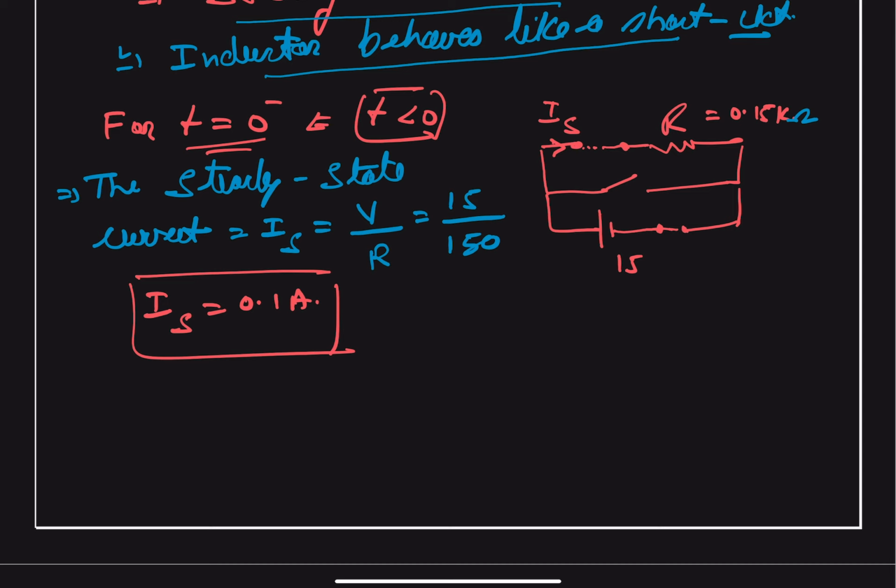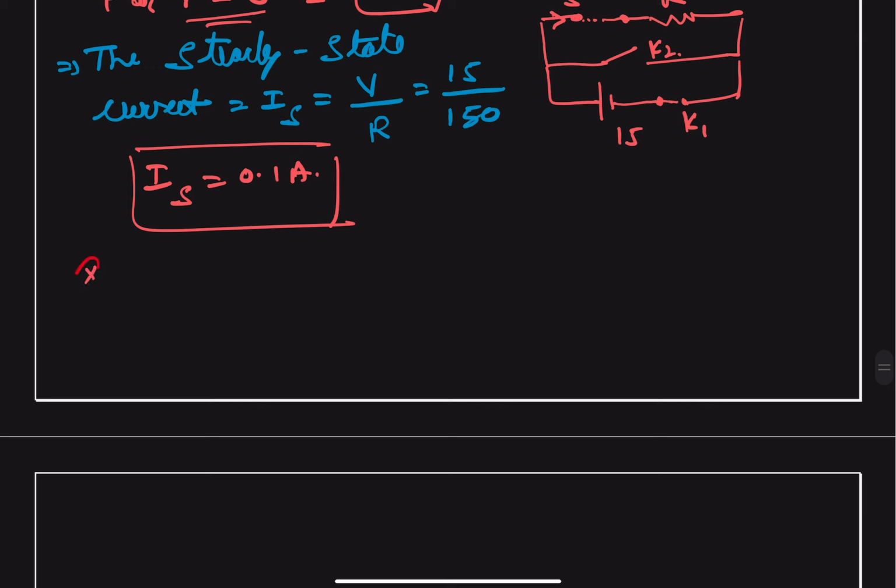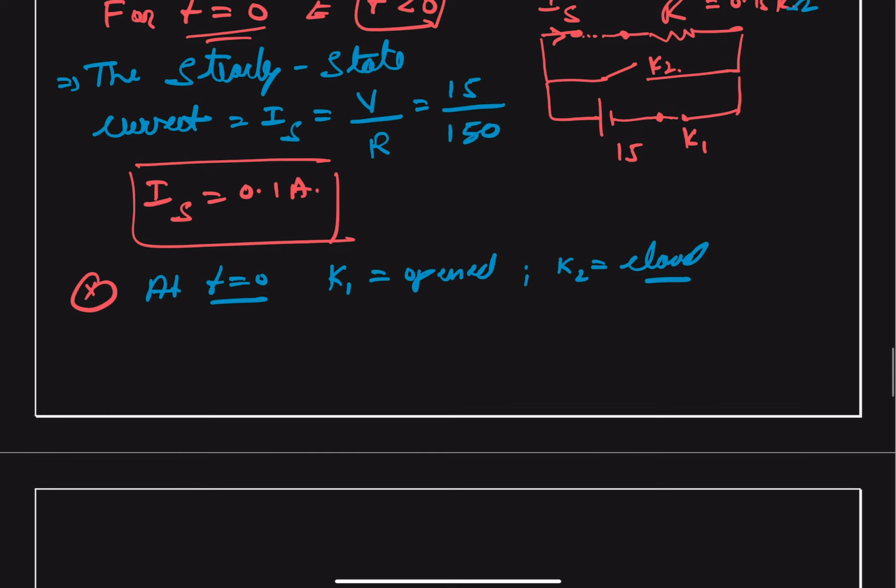And at t equal to 0 exactly, the case is reversed. The keys are now reversed. This was our K1 and this was our K2. So therefore we can say that at t equal to 0, K1 is now opened and K2 is closed. Therefore we can just redraw the circuit, and now the circuit will be like this. This is our K2 and this is our battery, and we have K1 opened. This is the applied EMF of 15 volt, inductor, and we have a resistor.